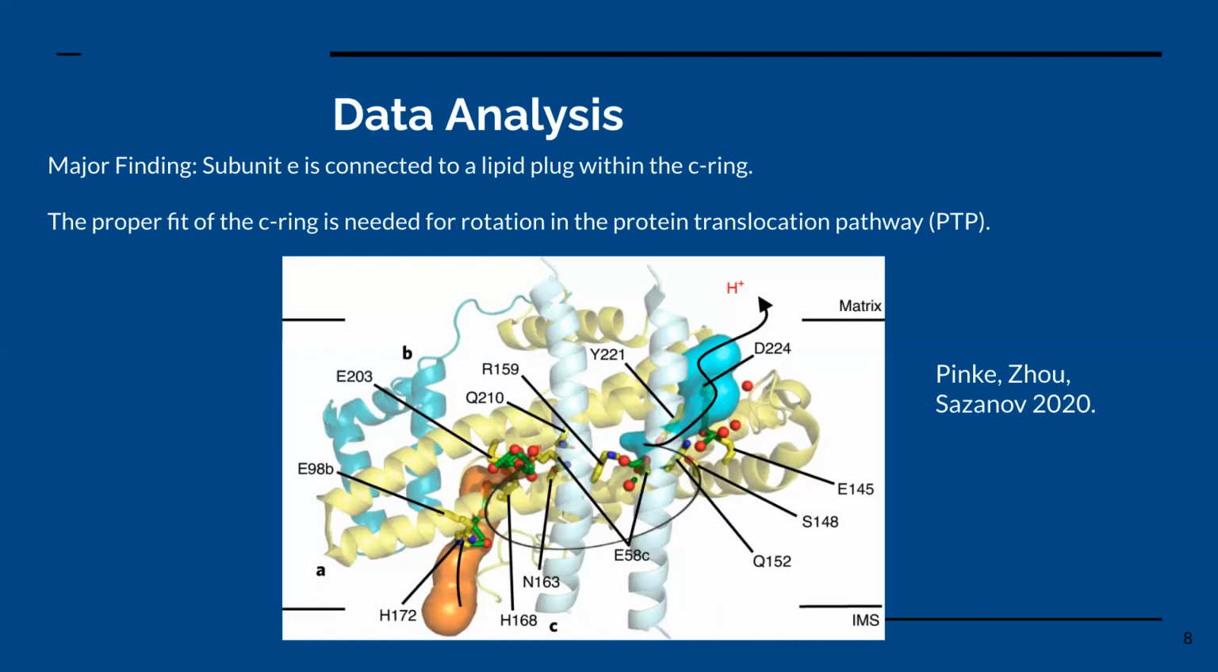In this image, you can see the protein carrier, E58C, in the middle of the C-ring. When E58C is protonated from the IMS, E58C rotates within the ring, then releases the carried protein into the matrix.